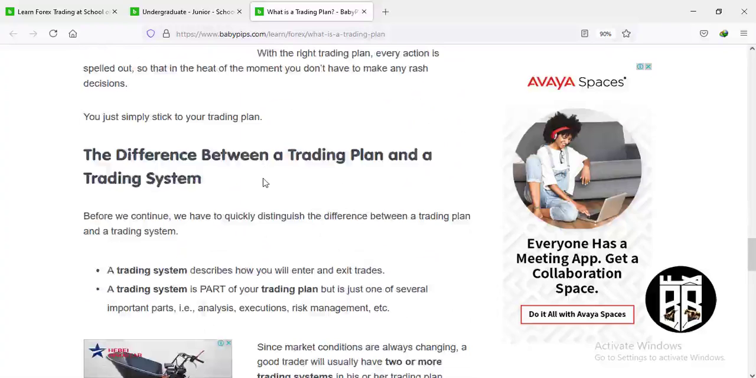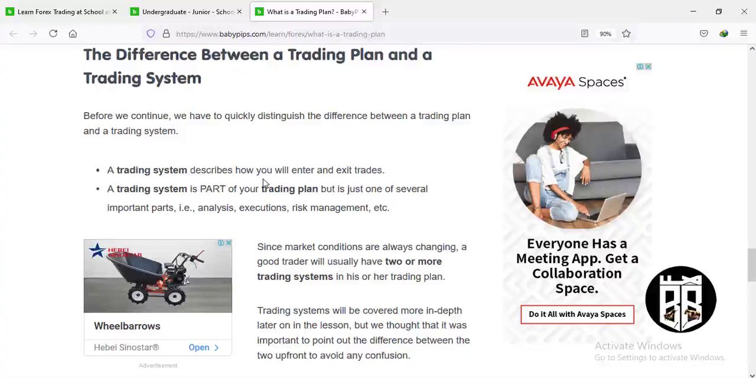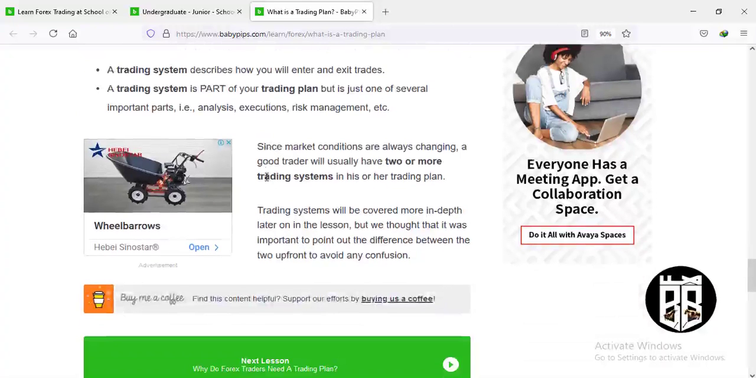Now, the difference between the trading plan and the trading system. A trading system describes how you will enter and exit the trades. A trading system is part of your trading plan, but it is just one of several parts. Okay, it involves the analysis you are making, executions, your risk management, and news and all that. So since market conditions are always changing, a good trader will usually have 2 or more trading systems in his or her trading plan.